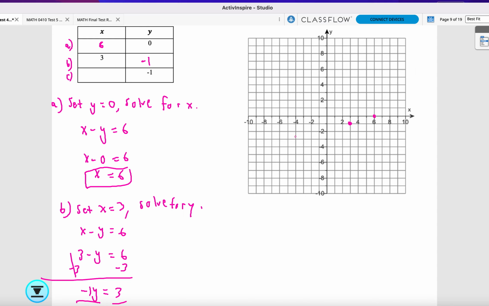You only need 2 points to make a line, so I can draw a line if I wanted to, but I'm going to finish the table first. So C, we know Y is negative 1. Oh, okay, so when Y is negative 1, so Y equals negative 1, solve for X. Well, here we have negative 1, right? So that means X is going to be 3, but let me show you the math. So it'll be X minus negative 1 equals 6.